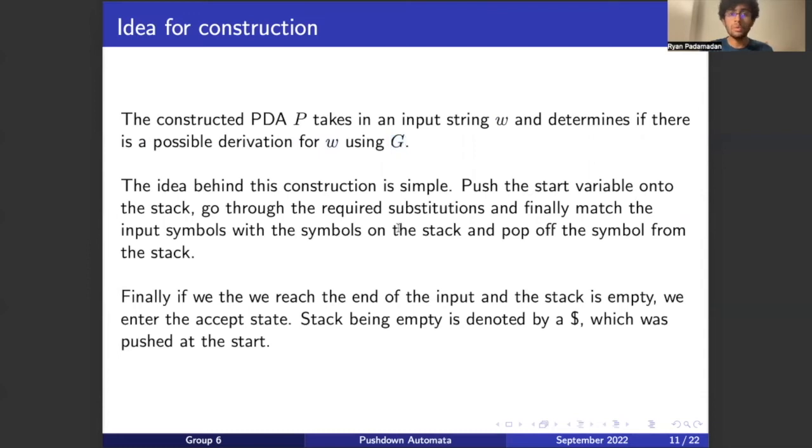So what we do is we first push the start variable of G, go through the set of required substitutions, and finally try to end up with the exact same string on the stack. And then we individually read in the input symbols and match it with the stack and pop them as we go. Finally, if we reach the end of the input string and we reach an empty stack, we accept the string. The stack being empty will be denoted by a character. In this case, it is the $, similar to how Simon did it. And we push this before pushing the start variable.